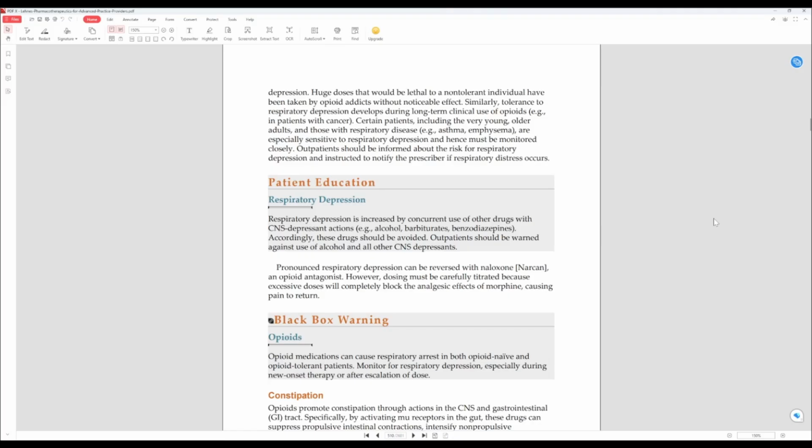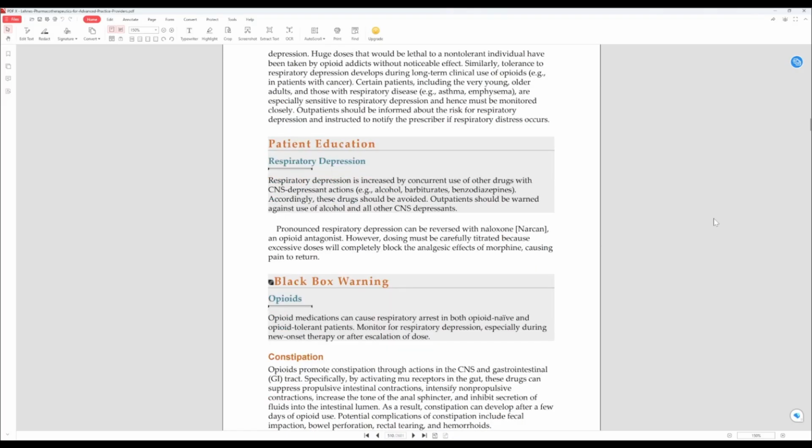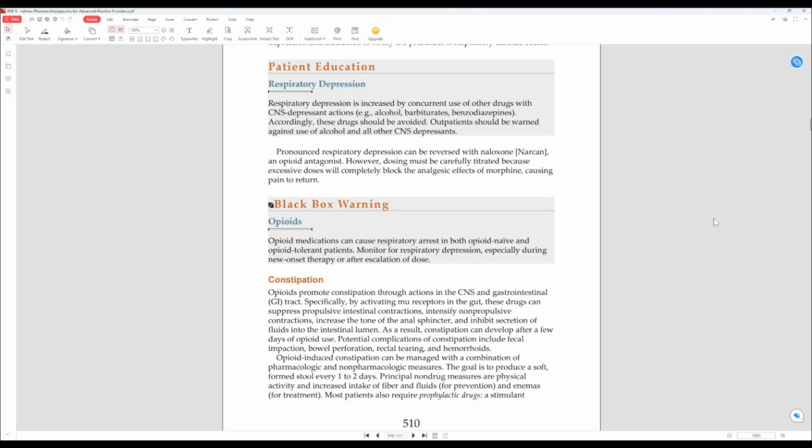Patients should be informed about the risk for respiratory depression and be instructed to notify the prescriber if respiratory distress occurs. So, patient education on respiratory depression. Respiratory depression is increased by concurrent use of other drugs with CNS depressant actions. So, for instance, alcohol, barbiturates, benzodiazepines. Accordingly, these drugs should be avoided. Outpatients should be warned against the use of alcohol and all other CNS depressants.